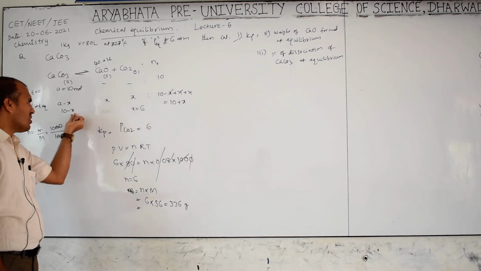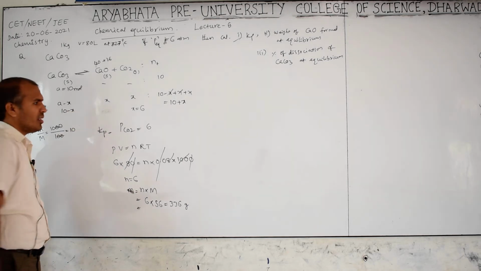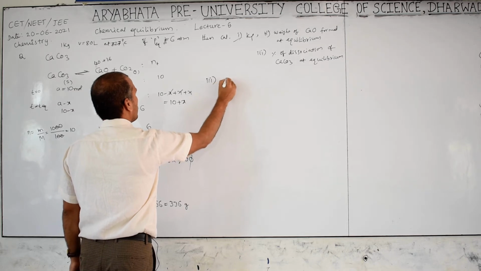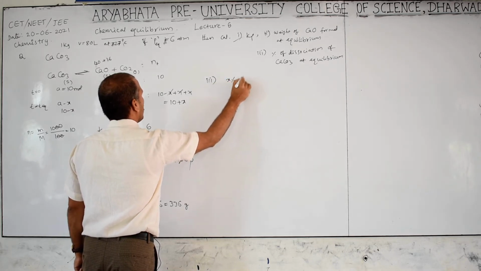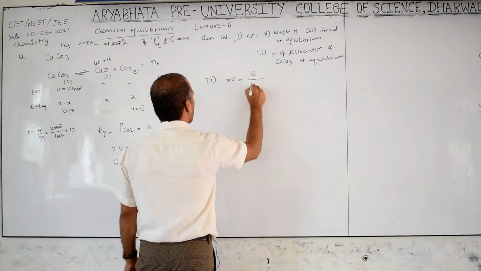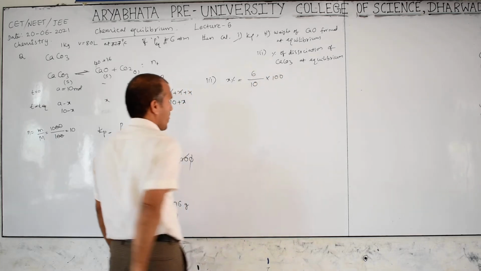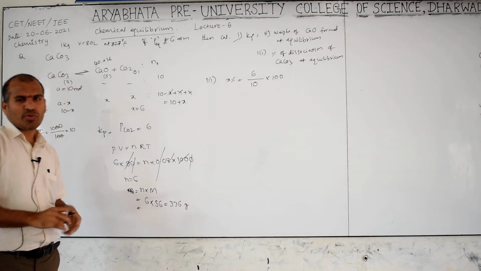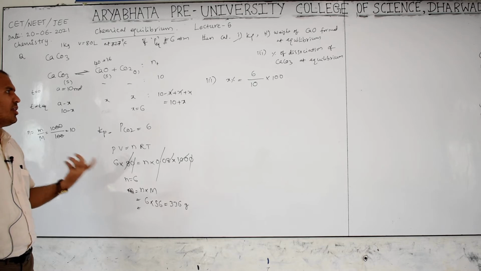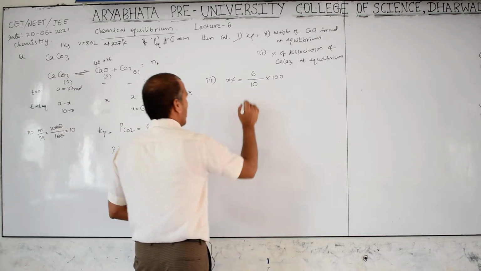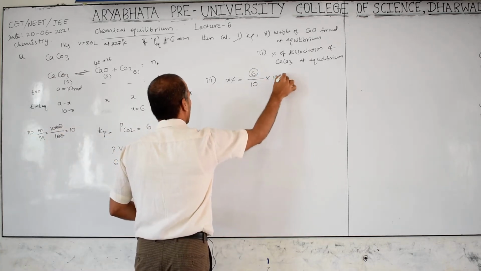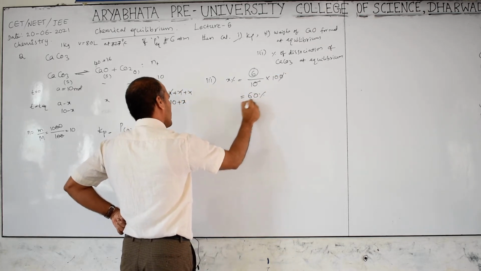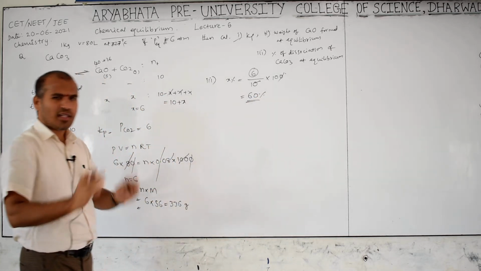This is x, meaning this much is dissociated, x. Therefore, according to this, the third one is percentage of x dissociated, which is equal to 6 by 10 into 100, because initially how much? 10. How to calculate percentage? Dissociated by initial: dissociated is 6 and initial is 10, the 10 cancels, then this is 60 percent, and the remaining 40 percent is left.